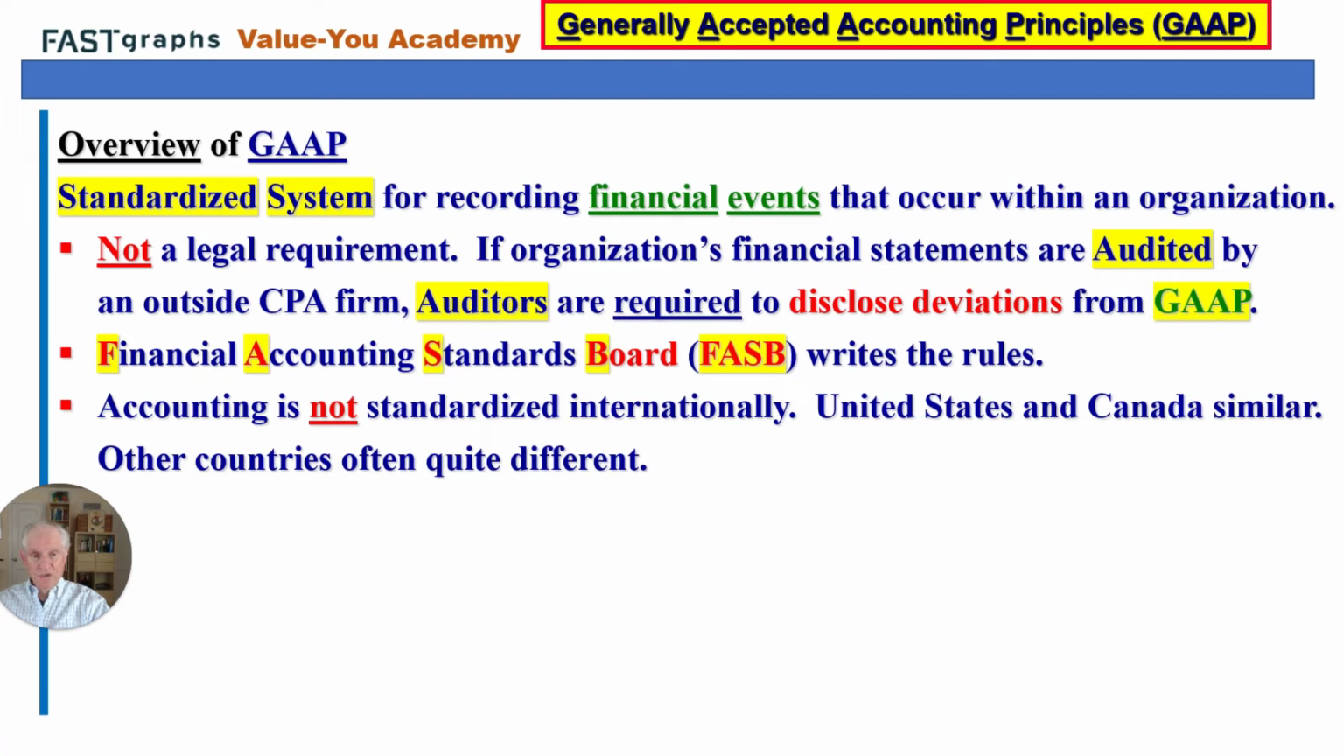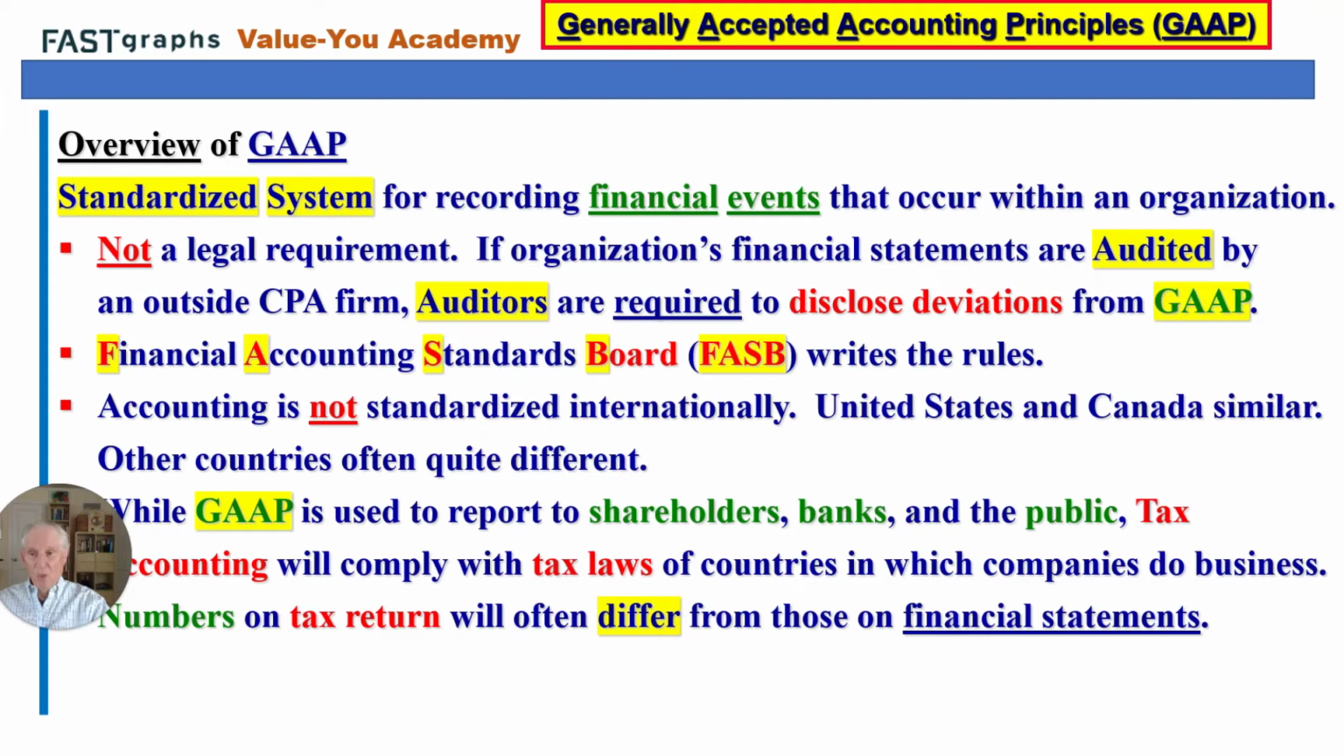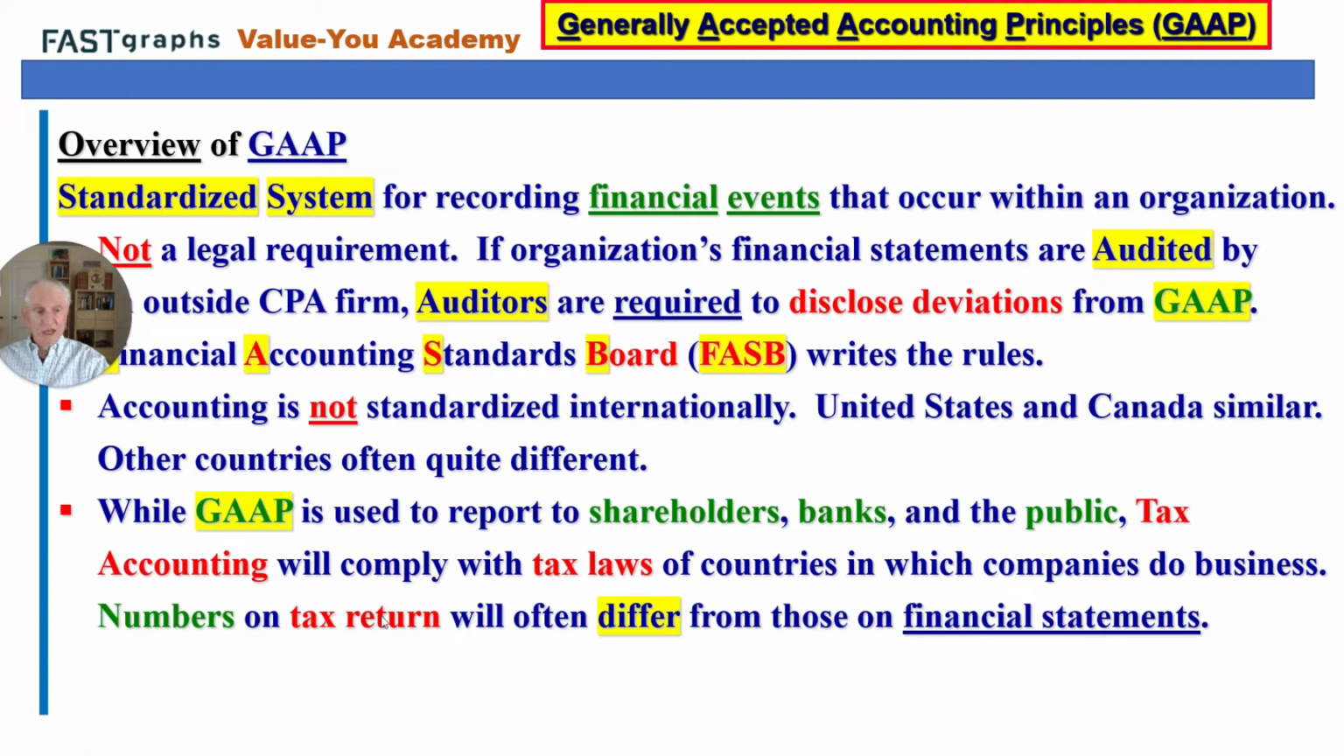As we're going to see as we move forward, we are able to do certain things in the United States like use accelerated depreciation and LIFO. These are GAAP rules that other countries do not use. So while GAAP is used to report the numbers to the shareholders, bankers, and the public, there's another type of accounting called tax accounting. And tax accounting must comply with the tax rules of the countries in which the companies do business.